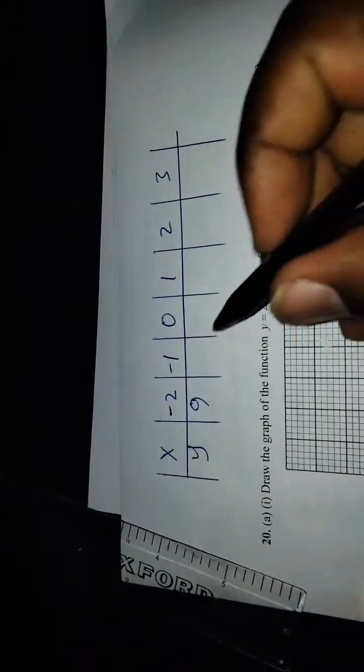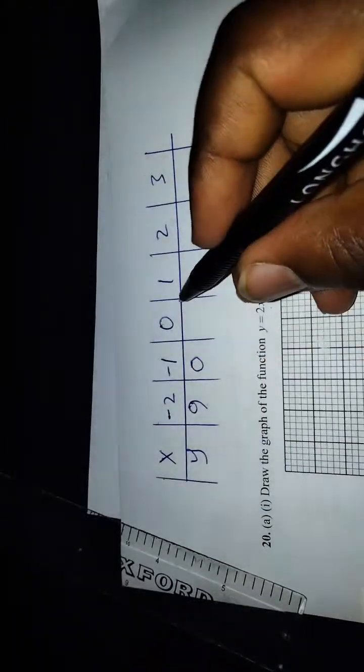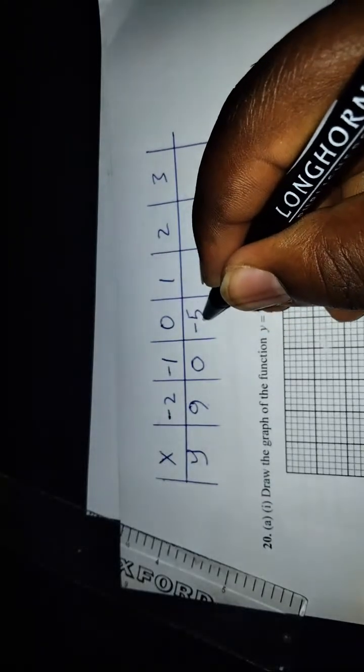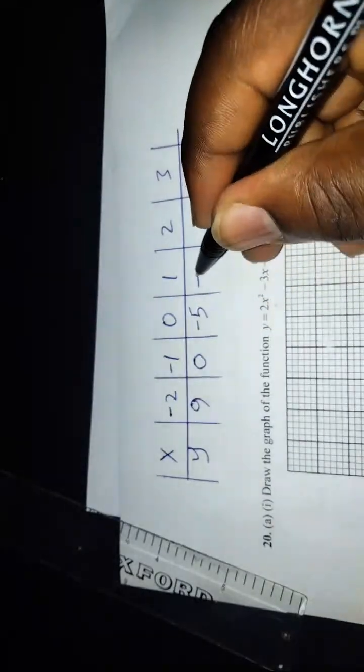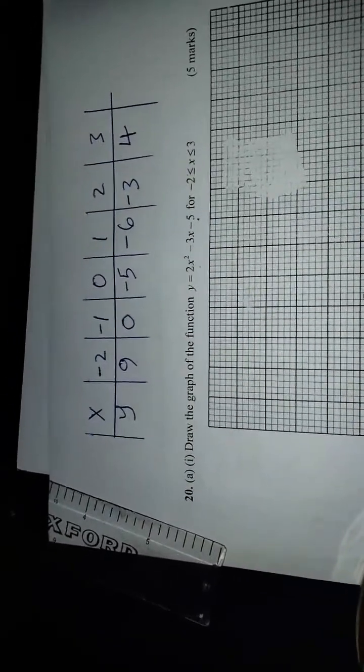When I substitute -1, I'll get 0. I continue substituting 0, I'll get -5. I substitute 1, I'll get -6. I substitute 2, I'll get -3. I substitute 3, I'll get +4. So those are the values of x and the corresponding values of y. With this now, I can draw my graph of y against x.